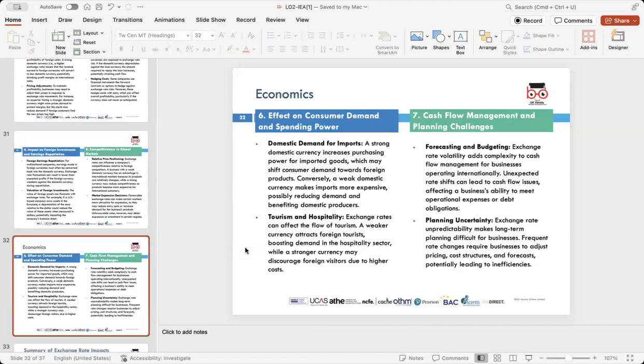Planning uncertainty. Exchange rate unpredictability makes long term planning difficult for businesses. Frequent rate changes require businesses to adjust pricing, cost structures, and forecasts, potentially leading to inefficiencies.